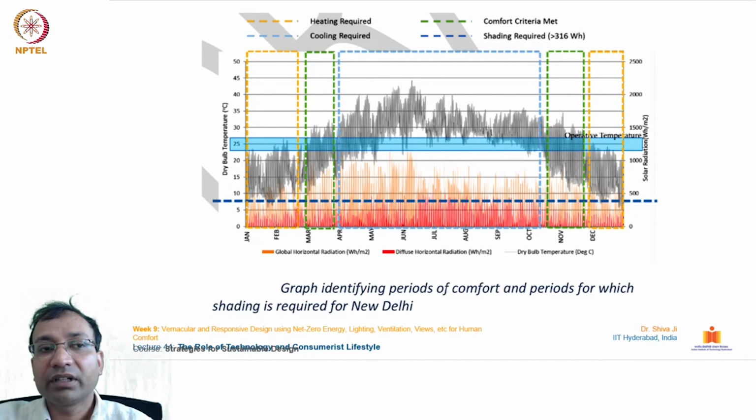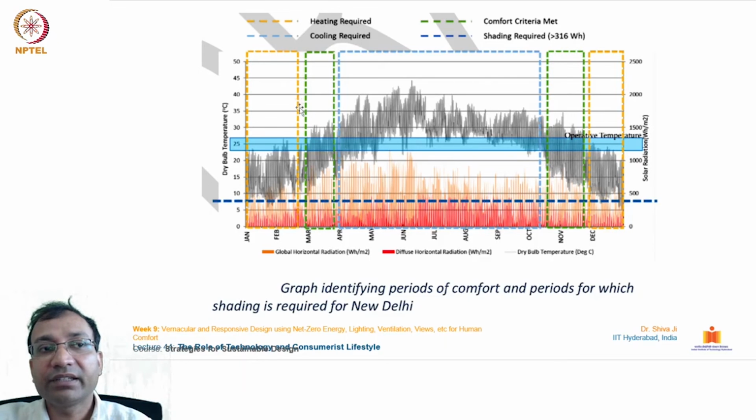Further, this is a graph identifying periods of comfort and periods for which shading is required for the city of New Delhi. You can see the temperature ranges drawn on this axis, dry bulb temperature from 0 to 50, and on this scale we have the 12 months, January to December. On this side we have solar radiation from 0 to 2500. You can see how the temperature keeps increasing in these months. This is shown through these dotted lines.